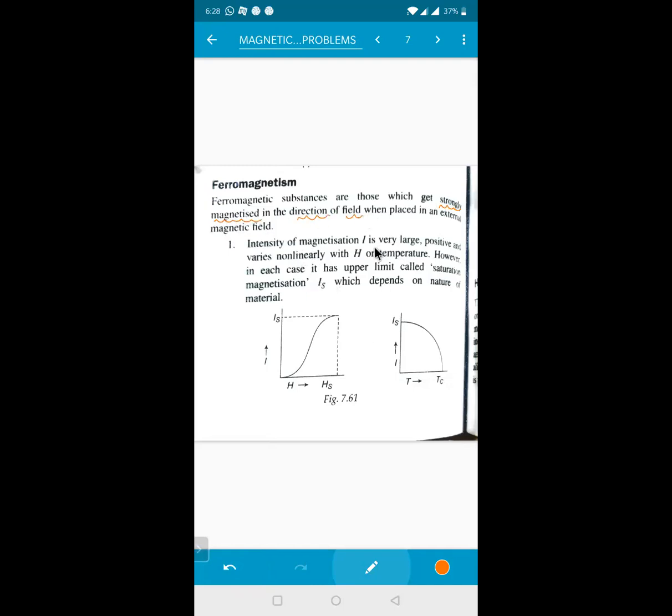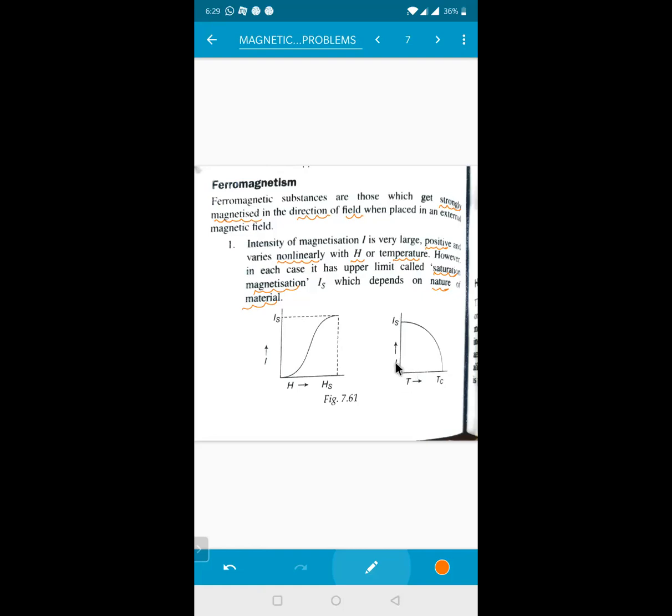So intensity of magnetization, that is I, is very large, and this one is positive and varies non-linearly with your H or temperature. However, in each case, it has an upper limit called saturation of magnetization, IS, which depends upon the nature of your material. That means if I'm drawing the graph between intensity and H, it will slowly increase and becomes constant after a certain interval of time. This is called your saturation.